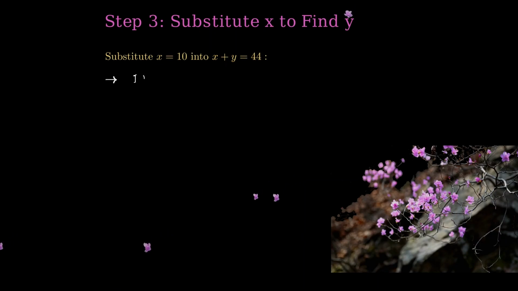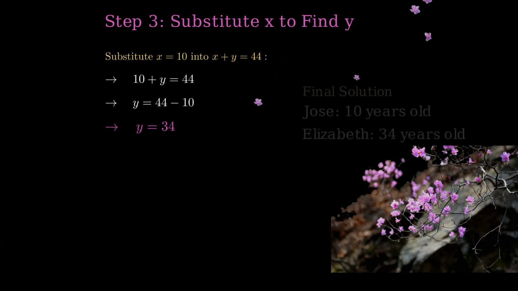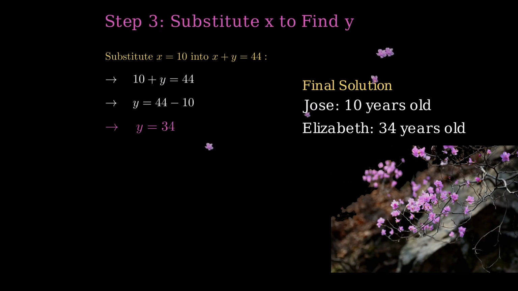Step 3. Now substitute x = 10 back into our first original equation. 10 + y = 44. Subtracting 10 from both sides, we find y = 34. Therefore, today, Jose is 10 years old and Elizabeth is 34 years old. We have successfully solved the Chapter 5 age problem.